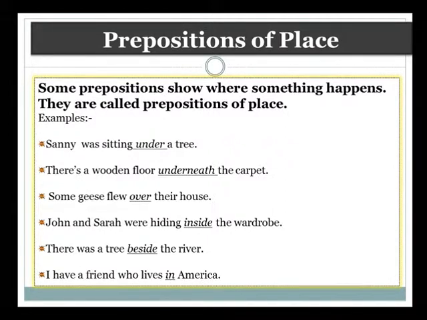The first example here. Sunny was sitting under a tree. Now, if I have to frame a question out of the given statement, I can say, where was Sunny sitting? So, the answer for the same would be, Sunny was sitting under a tree. So, this is what we mean by preposition of place. These prepositions show where or the place the action is taking place. So, the action in the given sentence is sitting. The doer of the sentence is Sunny. Where was he sitting? He was sitting under a tree.